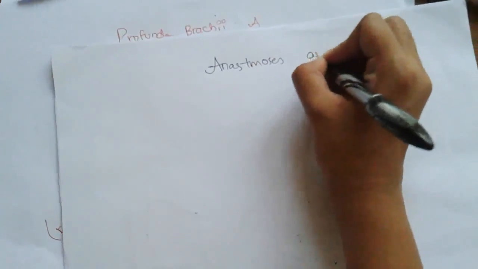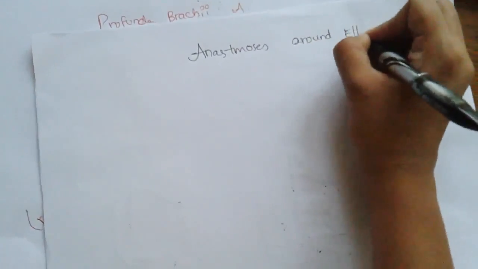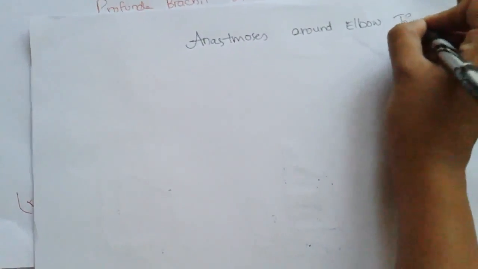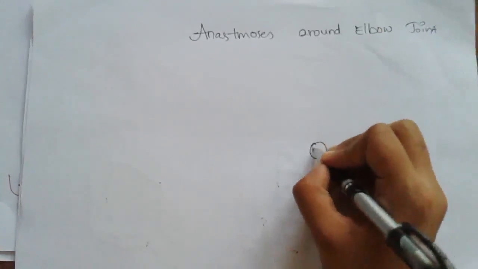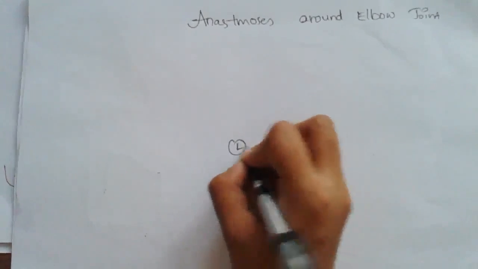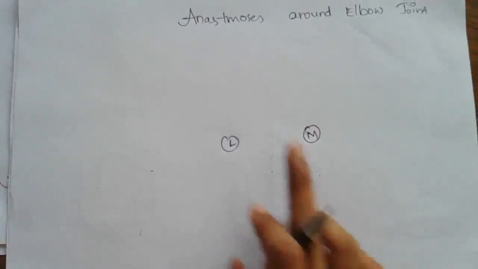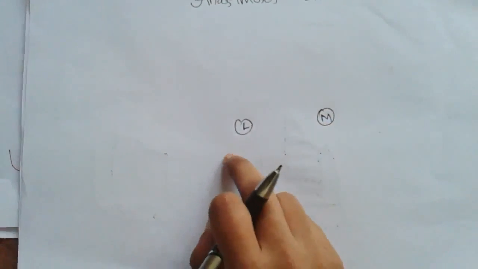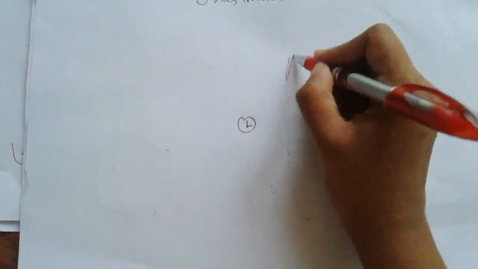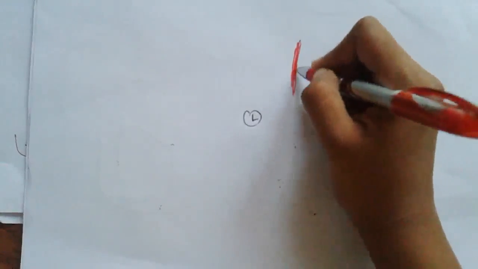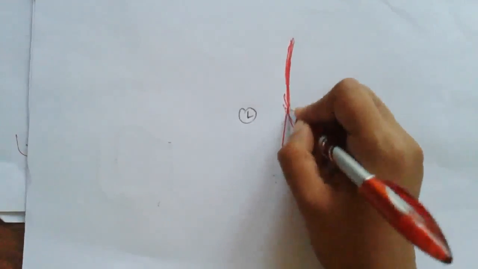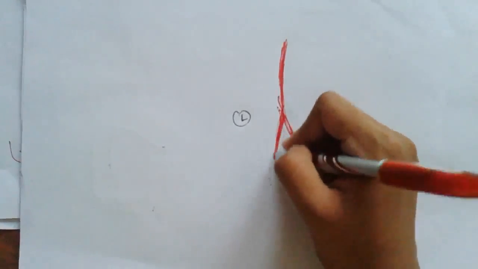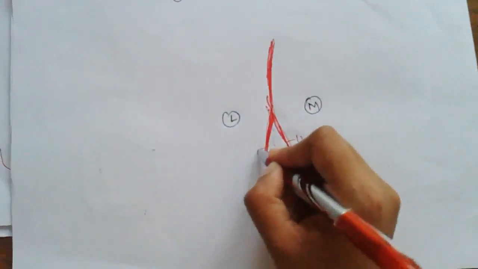So what are you going to learn now? Anastomosis around elbow joint. In the elbow joint, as you know, for the humerus there are two epicondyles, medial epicondyle and this is lateral epicondyle. This is medial epicondyle and this is lateral epicondyle. So let me see. This is the brachial artery, which is divided into radial artery and ulnar artery. Ulnar to the medial side and radial to the lateral side. This is ulnar and this is radial.